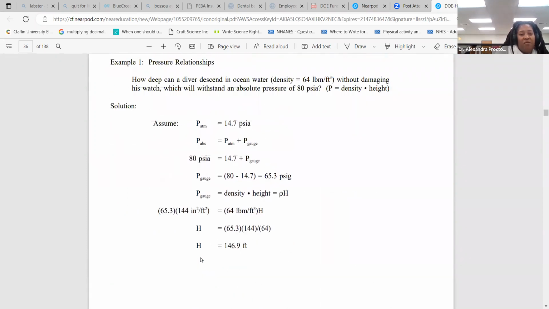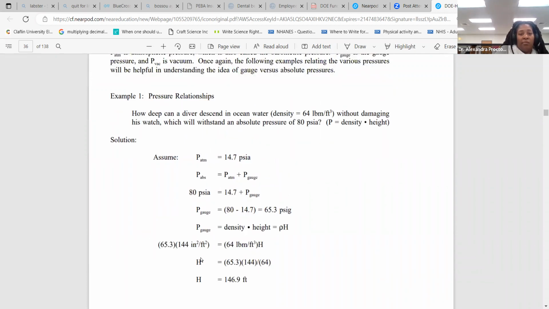This is page 10. And then they give you an example. How deep can a diver descend into the ocean where the density is 64 pounds mass per cubic feet, without damaging his watch, which will withstand the absolute pressure of 80 PSIA. The equation for pressure is density times height.